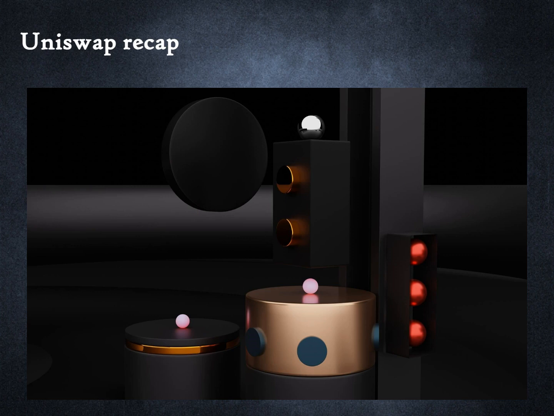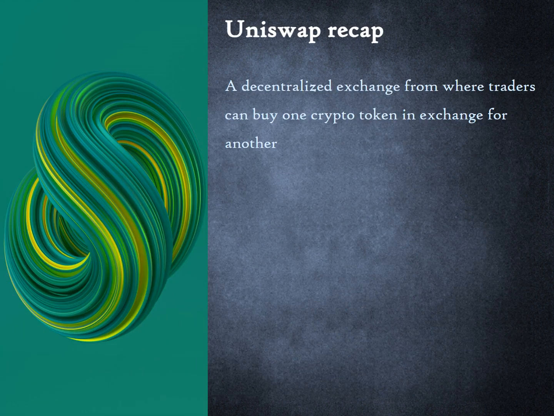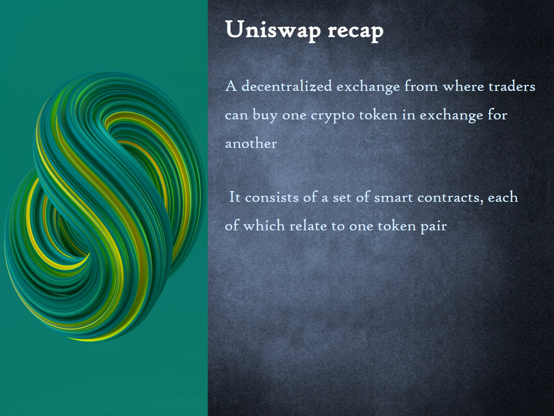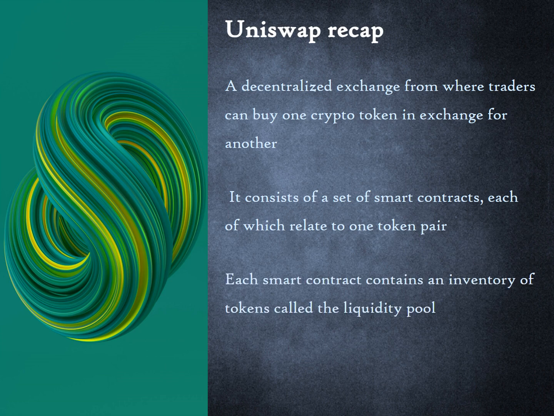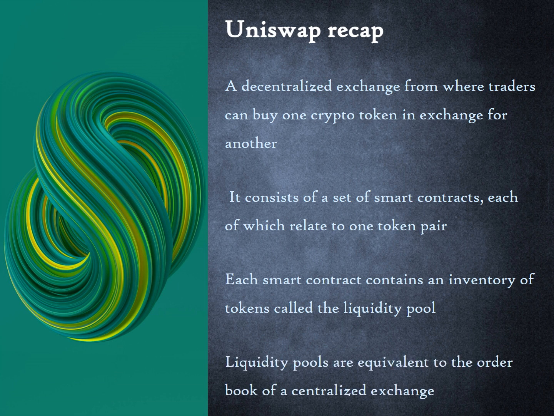In this section, we will recap what we have already learned about Uniswap. Uniswap is a decentralized exchange from where traders can buy one crypto token in exchange for another. It consists of a set of smart contracts, each of which relate to one token pair. Each smart contract contains an inventory of tokens called the liquidity pool. Liquidity pools are equivalent to the order book of a centralized exchange. The term liquidity is used to refer to the inventory of assets available for trading.